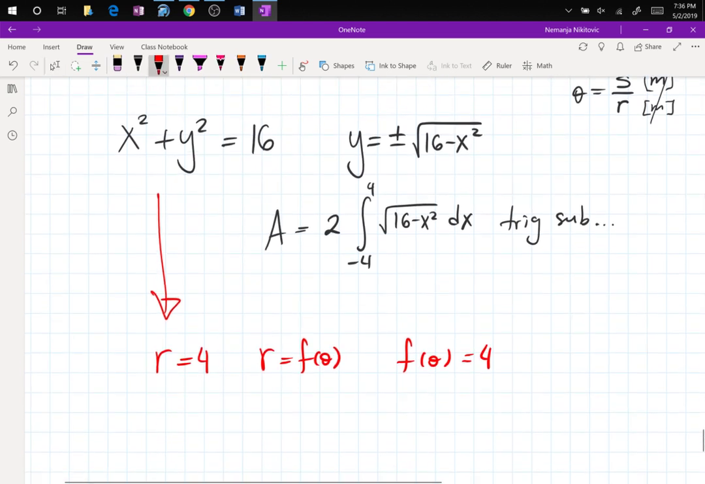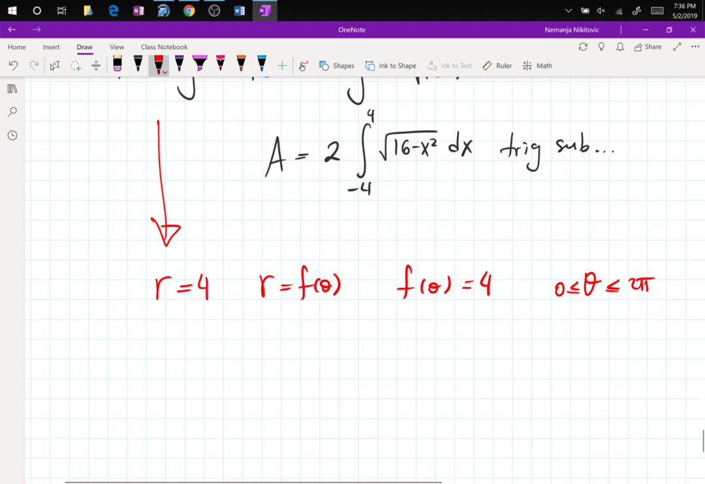The full circle happens when theta goes from 0 to 2 pi, right? So, to find the area of the circle, I have 1/2 integral from 0 to 2 pi of 4 squared d theta. This is how polar coordinates make a joke out of circles and things like that.